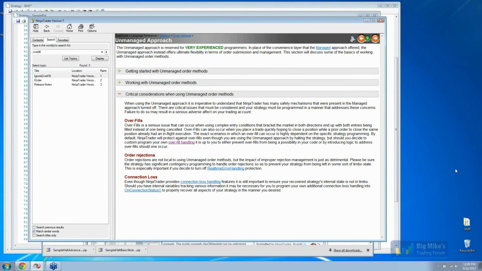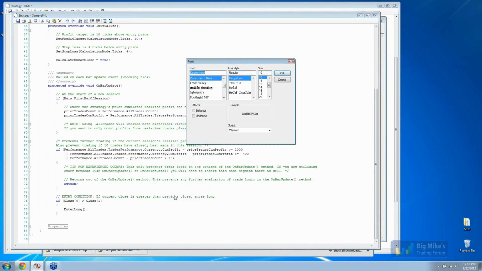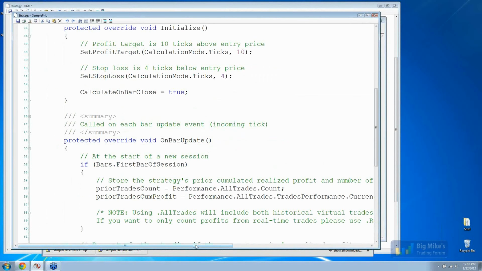Bob says, can you right-click in your strat to change font? Bob, if you right-click here and go font, yes, you can change it. You can make it size 20. Hopefully that makes it easier to see.